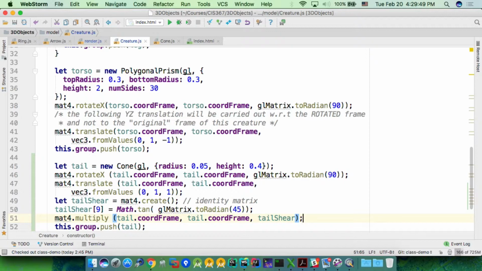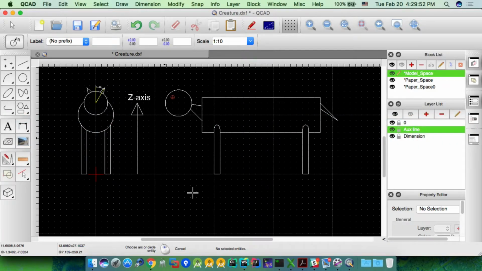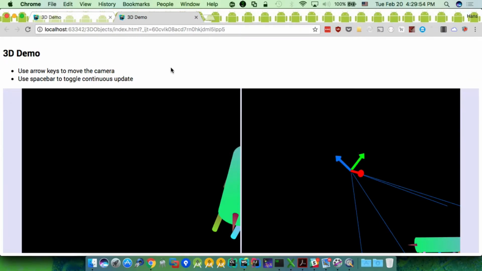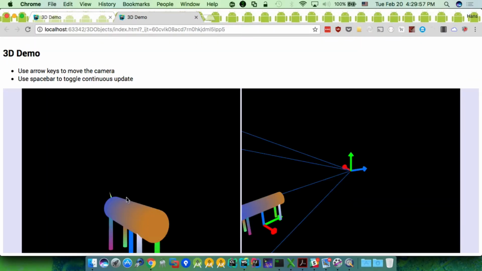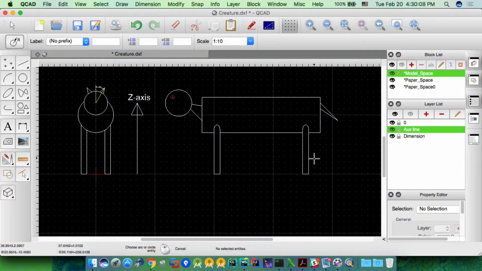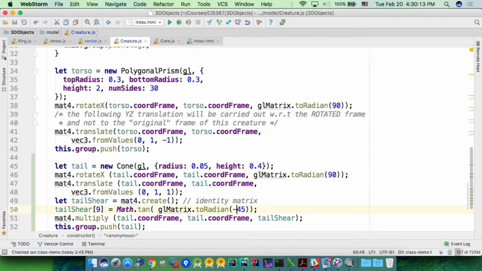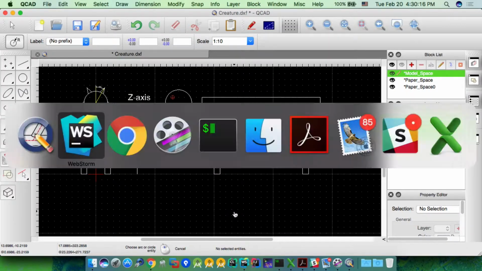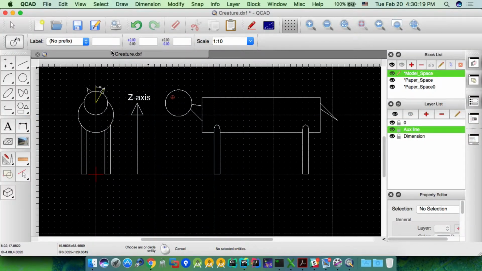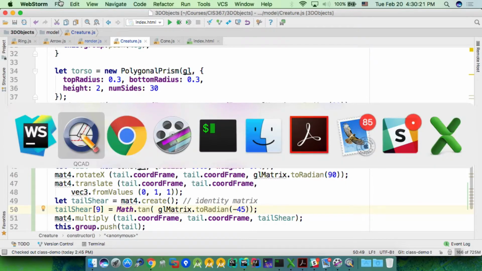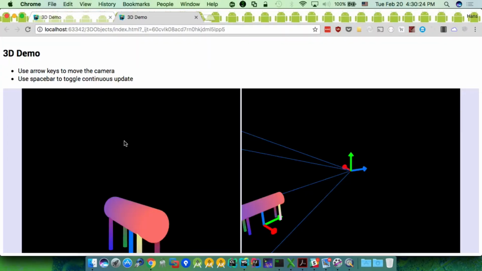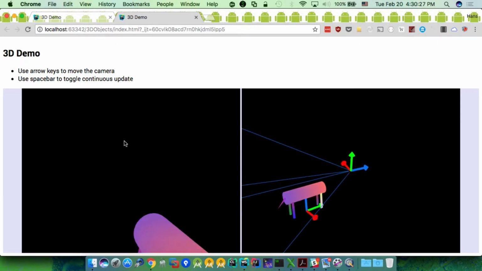Okay, so let's check if we see the tail pointing down now. So the tail should be pointing down if you do it correctly. Nope, it's pointing in the wrong direction. So the tail is pointing up. So for the angle, I just need to put the angle at a different sign. So minus. Okay, instead of plus, I want to put a negative angle, and let's reload. If I reload, then you should see the tail pointing down now.